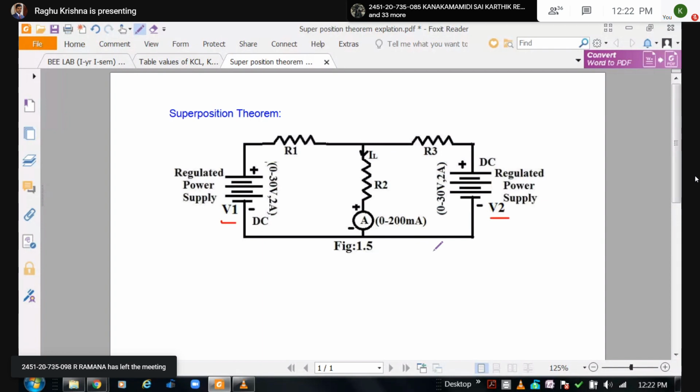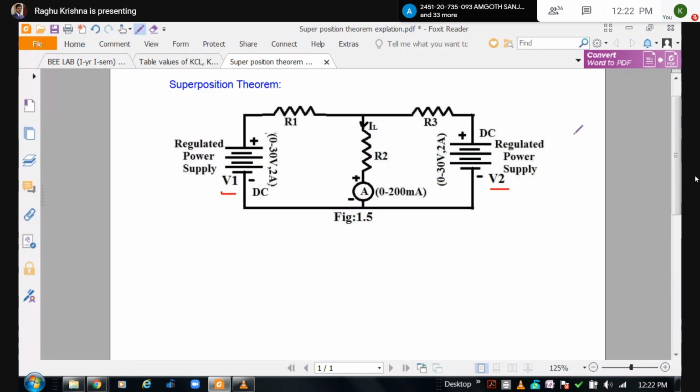Now superposition theorem states that the current flowing through any branch is equal to the sum of the currents flowing through the branch when each energy source is acting alone while the other sources are inactive. So let us consider only V1. Suppose V1 is only there, and V2 is 0.